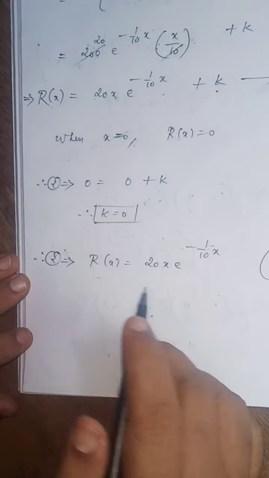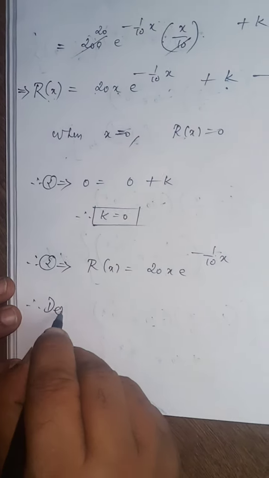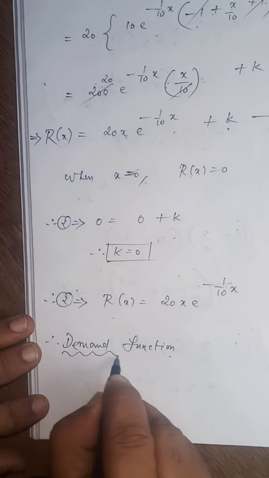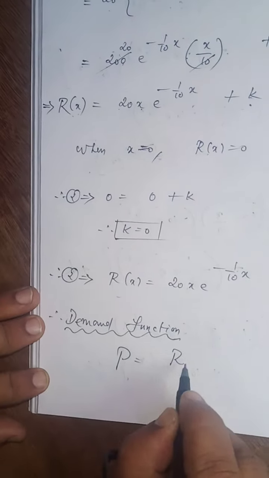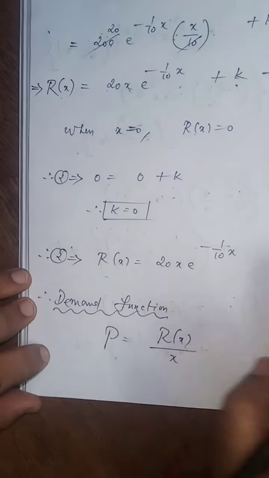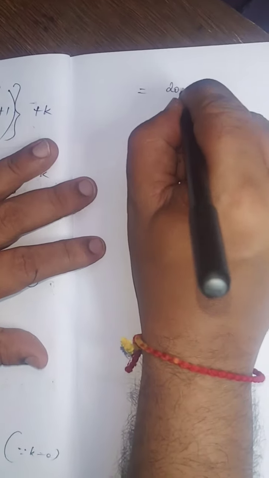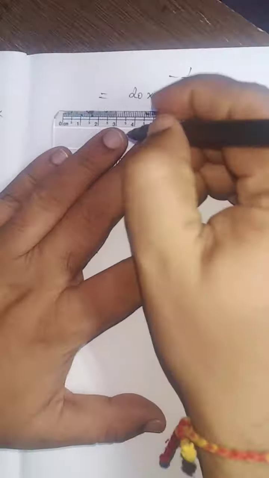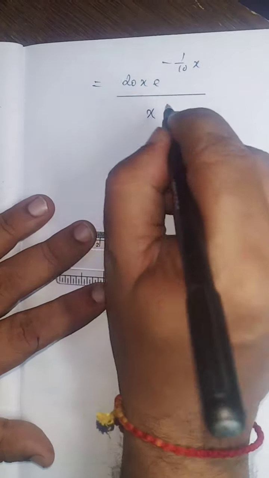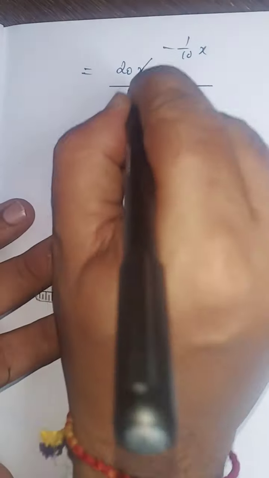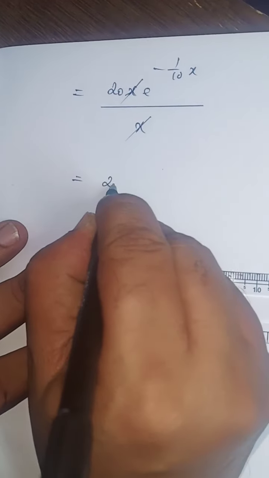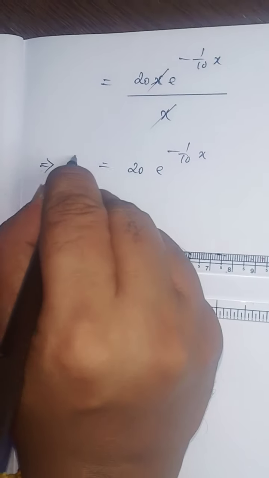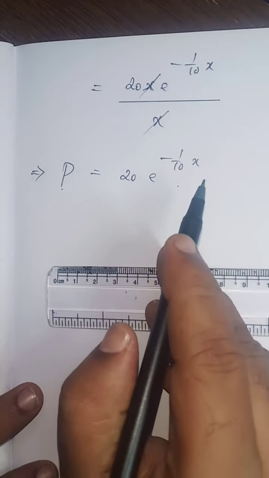We got the revenue. We are asked to find the demand function. Therefore, demand function P is equal to R of x by x. What is R of x? 20x into e power minus 1 by 10 into x, divided by x. X gets cancelled. So what is the answer? 20 into e power minus 1 by 10 into x. That is P. So P in terms of x is called the demand function.